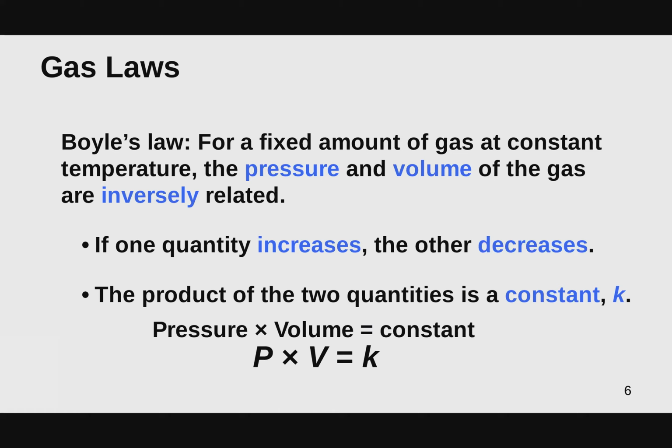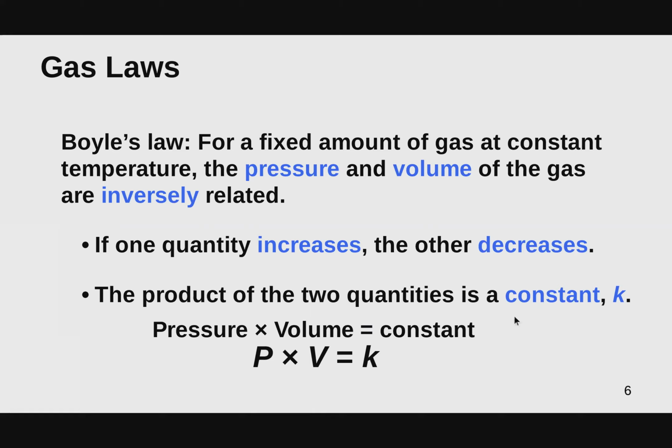But what Boyle's law tells us, and we can mathematically express it as such, is P times V equals K. What this tells us is that for a fixed amount of gas at a constant temperature, the pressure and volume of the gas are inversely related. Thus, as pressure increases, volume should decrease. As volume increases, pressure should decrease. That's what that means.